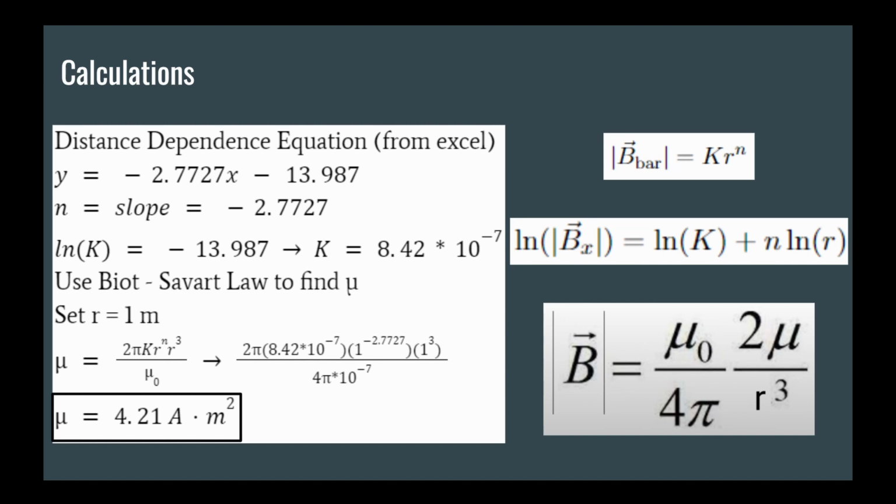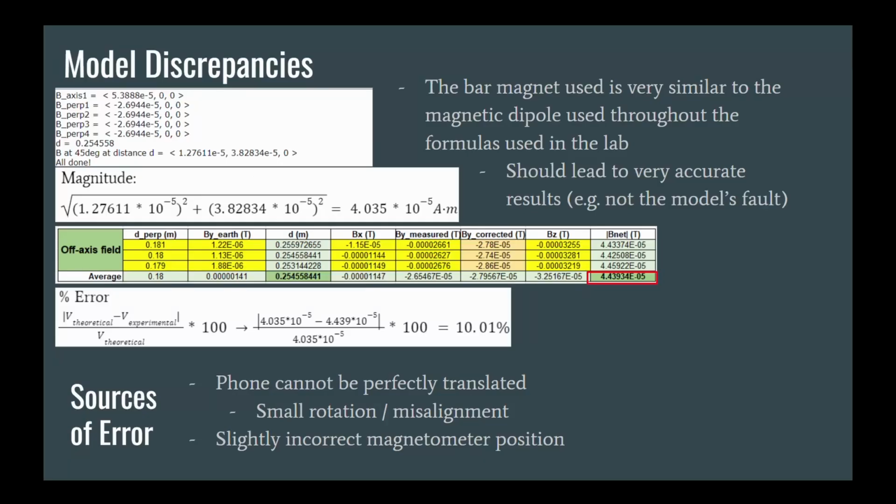Going through the calculations, we can see the distance dependence equation, and through that we can find values for N and K, but really we're doing this to rearrange the Biot-Savart law, setting our R at 1 meter because it's distance dependent, and through that we can find that the magnetic dipole is 4.21 amp per meter squared. There is a discrepancy between our experimental value and our computational value, however.